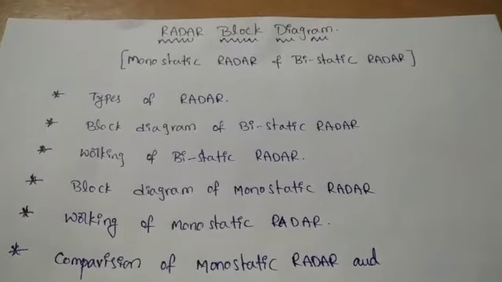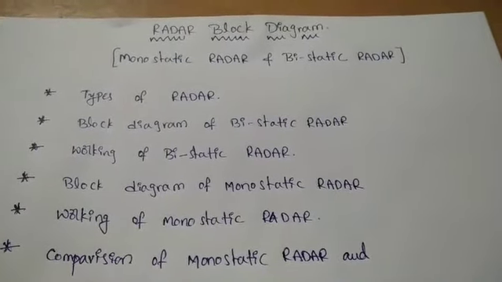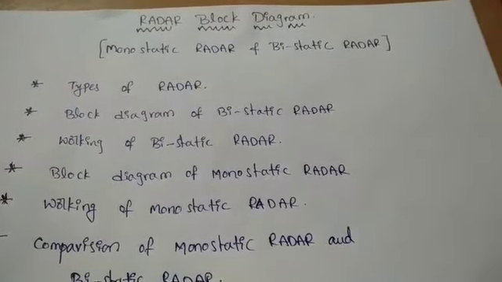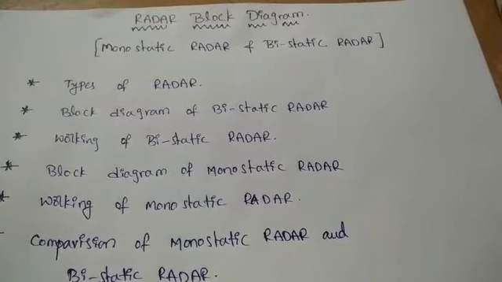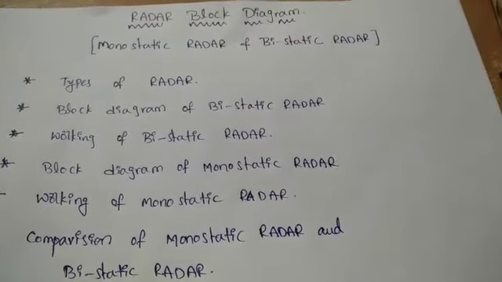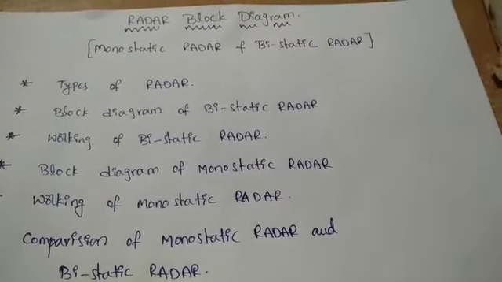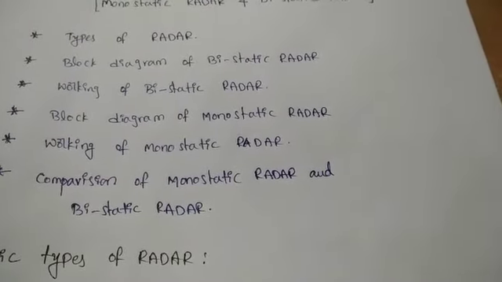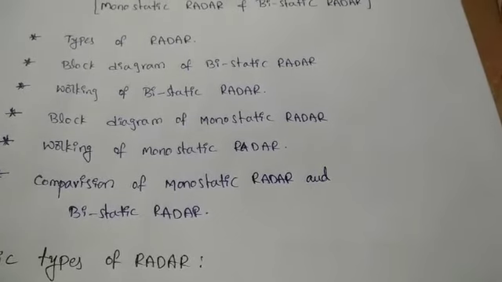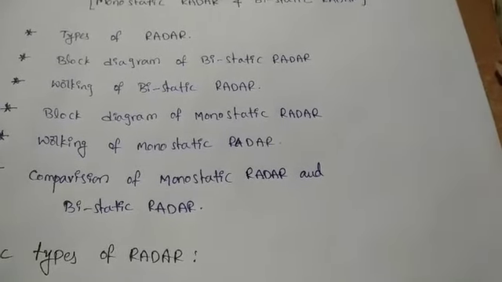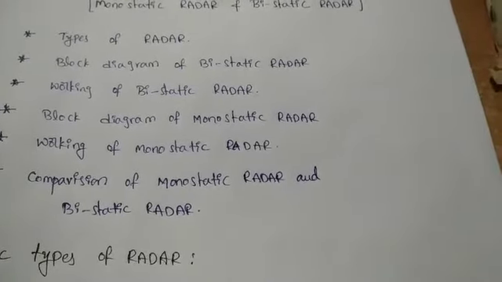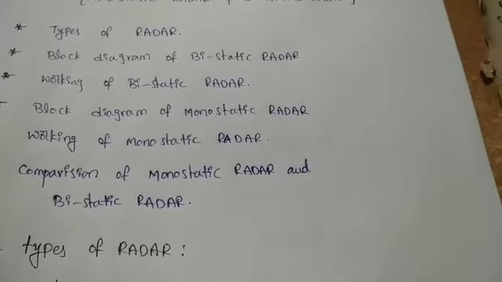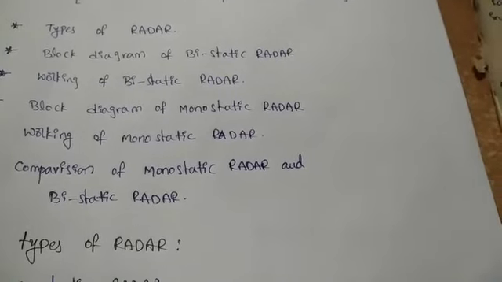In this session I am going to talk about the radar block diagram, and we can classify radar systems into two types based on their structure. One is the monostatic radar system and the other is the bistatic radar system. In this session I will explain the block diagram and working of the monostatic and bistatic radar systems, compare both of them, and observe how we can use these two radar systems.